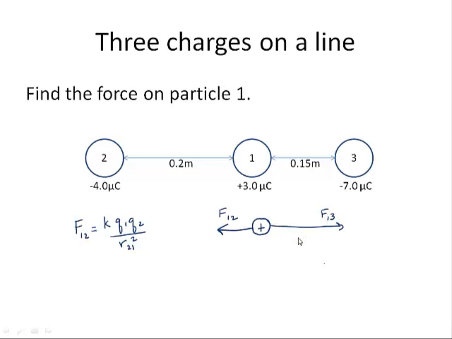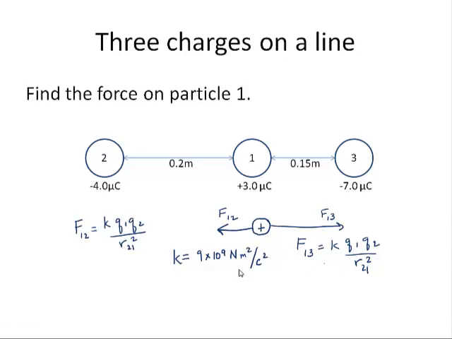Okay, so we can also find the magnitude of this force by using Coulomb's law, K Q1 Q2 over R21 squared. I forgot to mention earlier that our constant K is equal to 9 times 10 to the 9th. And what are the units here? This is Newton meter squared per Coulomb squared. So 9 times 10 to the 9th should be easy to remember. We're going to use that as K.